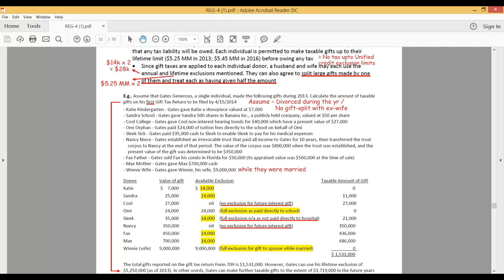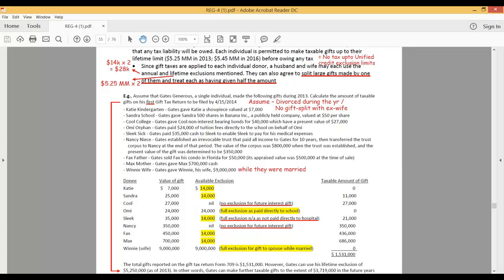So to Cathy, he gives a showpiece valued at $7,000. Now, this is something that is available for immediate enjoyment. It's a gift of present interest. Therefore, I would apply the $14,000 exclusion to this and reduce the taxable amount of gift to zero.